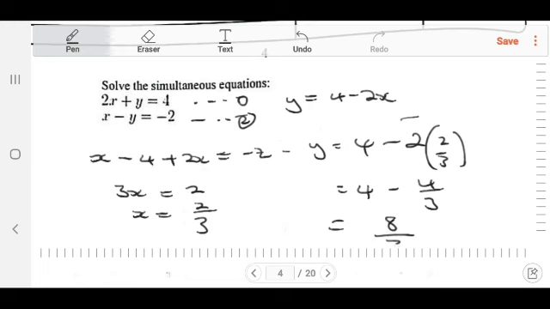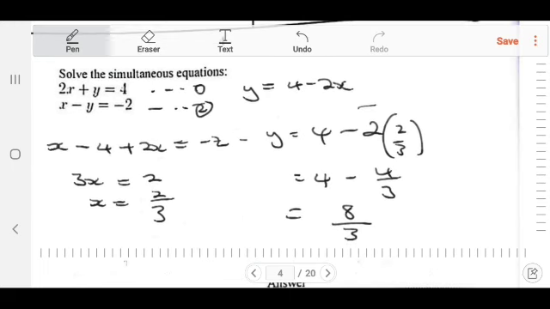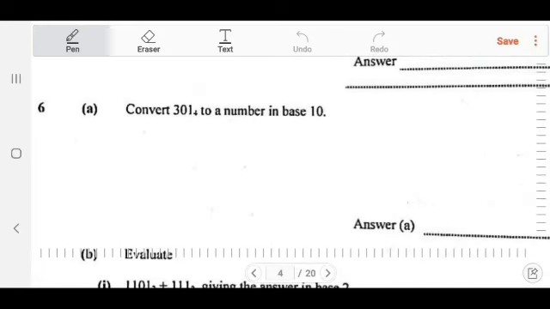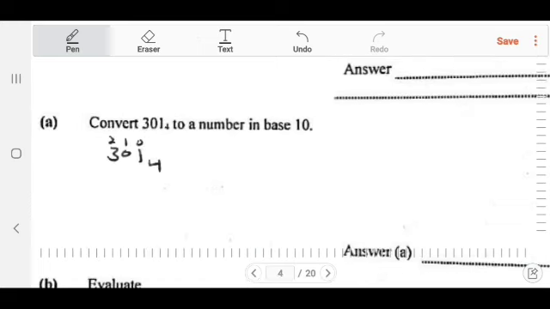8 over 3. So we're done there. Number 6, convert that one to base 10. It's 3, 0, 1, base 4. So I'm going to put 0, 1, and 2 there. Okay, which means it's 3 times 4 to the power 2 plus 0 times 4 to the power 1 plus 1 times 4 to the power of 0.